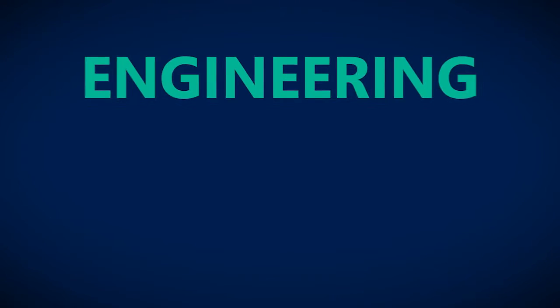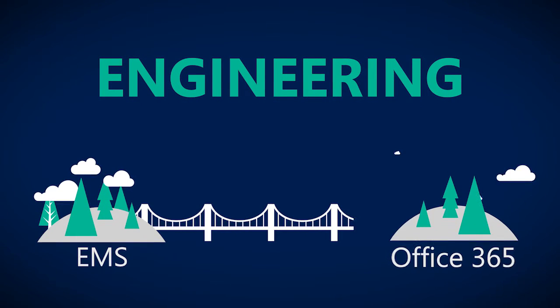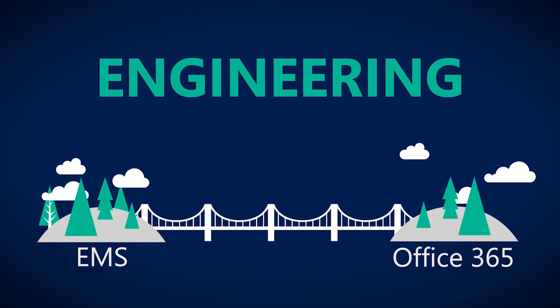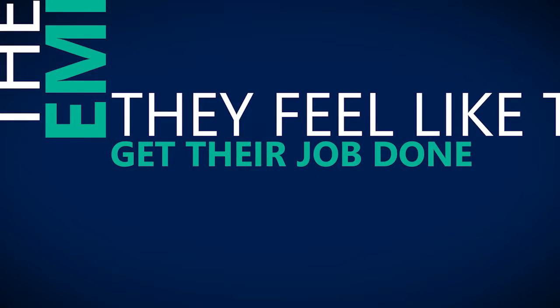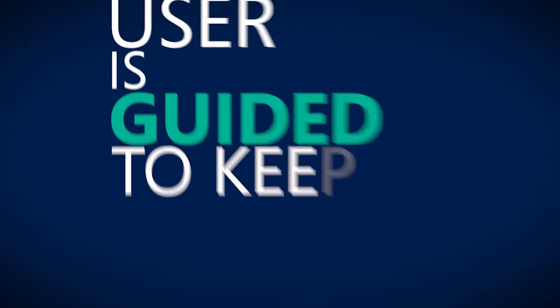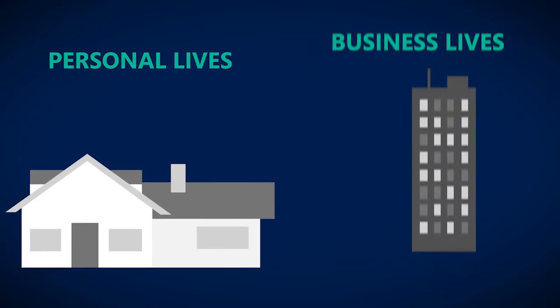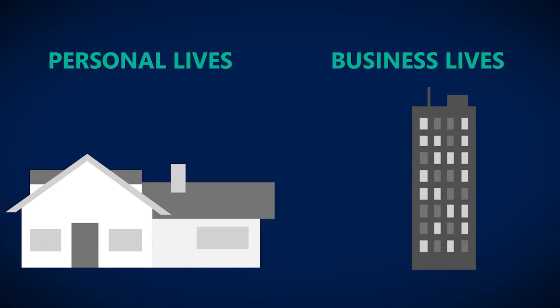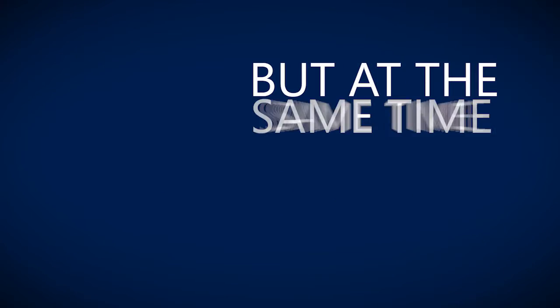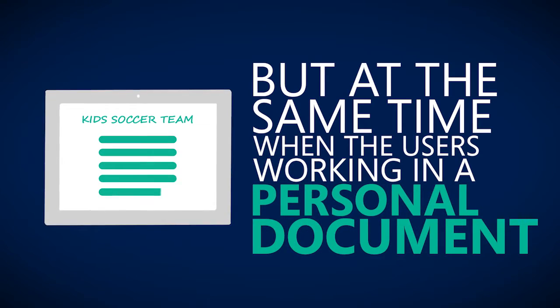So what we've done here at Microsoft over the past couple of years is we've been engineering the EMS solution to work with Office 365 in a way that is able to guide the user. They feel empowered. They feel like they can get their job done. But the user is guided to keep the corporate data secure and protected. And at the same time, we also know that our applications, the Office mobile apps, are used in people's personal lives and their business lives. And so we had to figure out a way to protect the company data, but at the same time, when the user's working in a personal document, we want to protect the user's privacy and stay out of that.